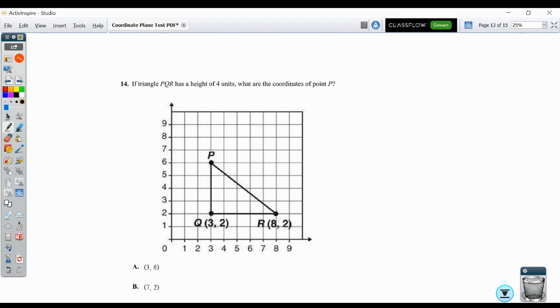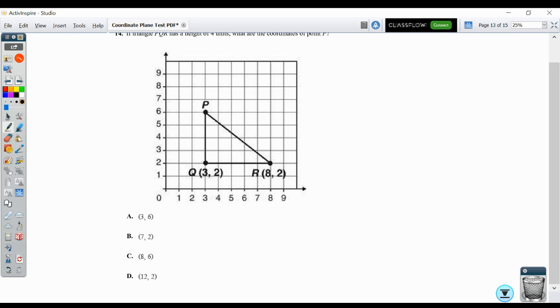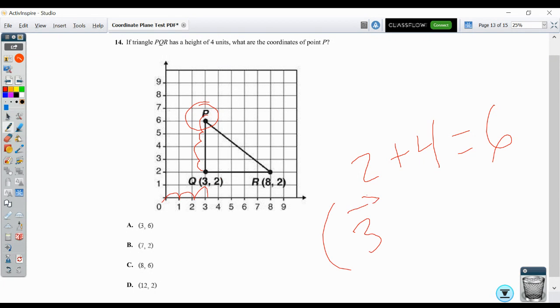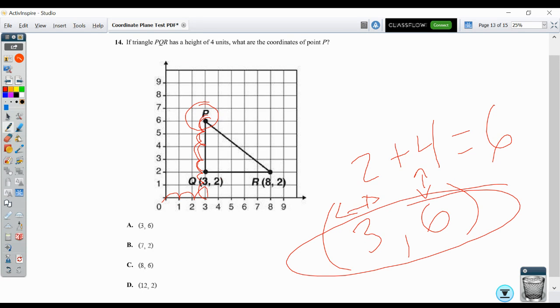Question 14. If triangle PQR has a height of 4 units, what are the coordinates of point T? So we're trying to figure out what this is. We started at 3, 2, and we go 1, 2, 3, 4. So it was 2 tall, and then we added 4 to it, and so that's going to equal 6. So if that 1, 2, 3 is my side to side, and my up and down is 1, 2, 3, 4, 5, 6. So 3, 6.